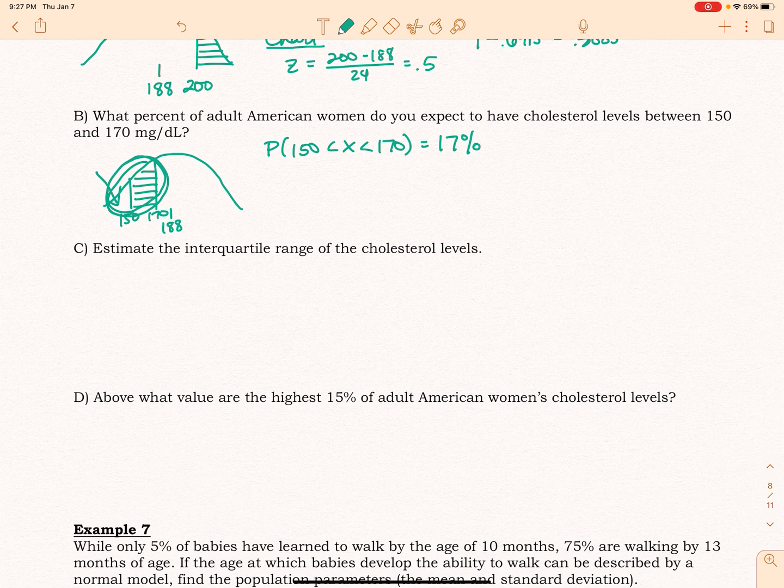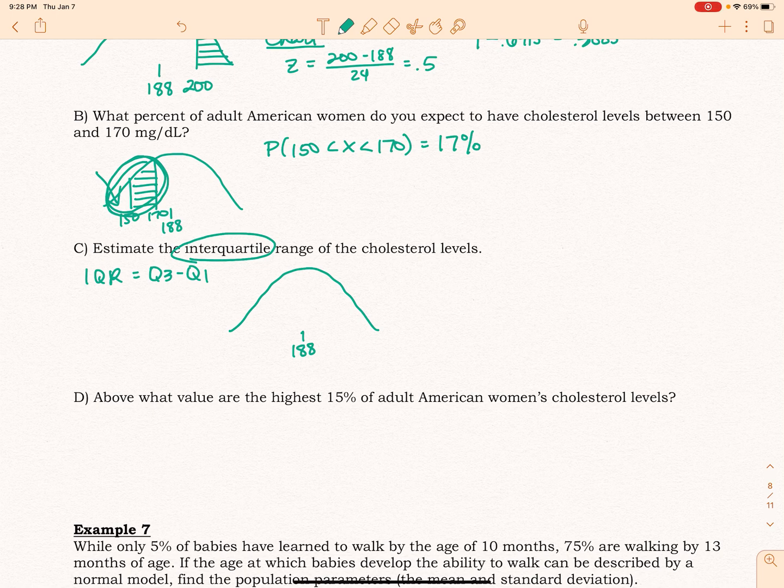Okay, C, estimate the interquartile range of the cholesterol levels. All right, this should sound familiar to you. The interquartile range, or IQR, remember, is Q3 minus Q1. So we've got to figure out what those values are here. So I'm going to draw my graph. And the mean, of course, is going to be 188. And then Q3 and Q1.